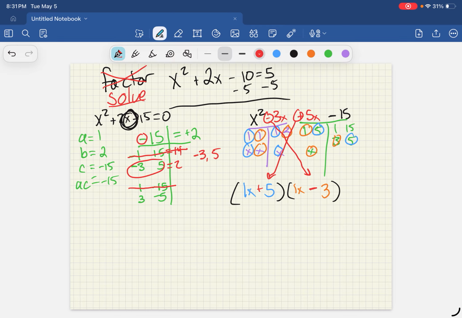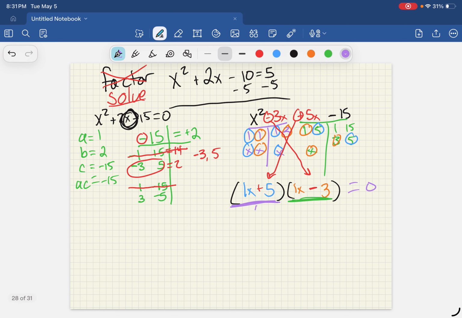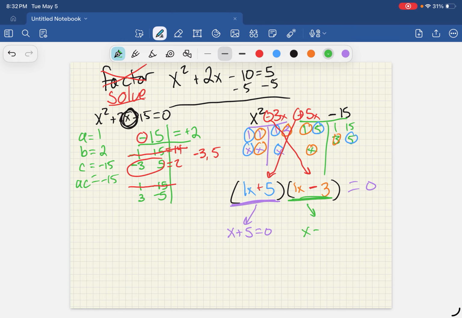At the beginning of this problem, we had our thing equal to 0, and then I immediately ignored it. Now I'm going to bring it back. And from here, I now have two things being multiplied together. Their product is 0. So now I get to solve this using ZPP. I'm going to set those two pieces equal to 0.